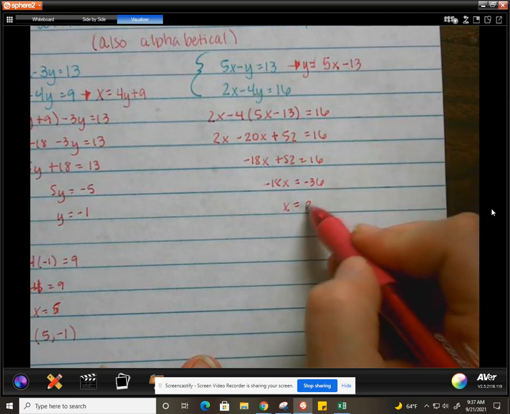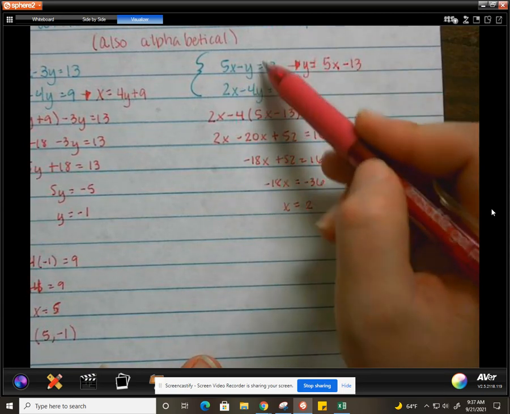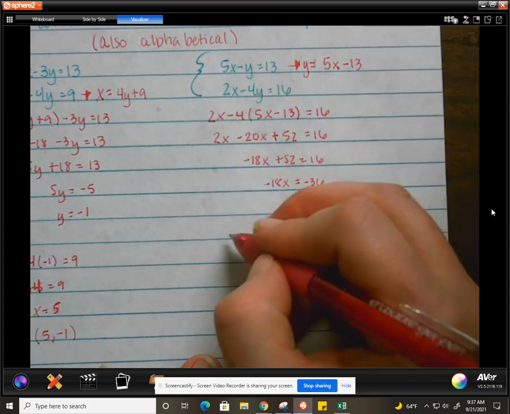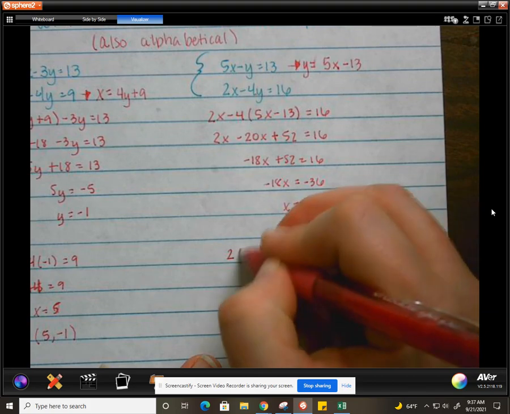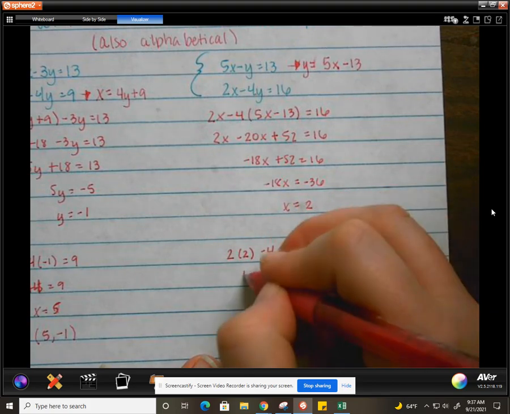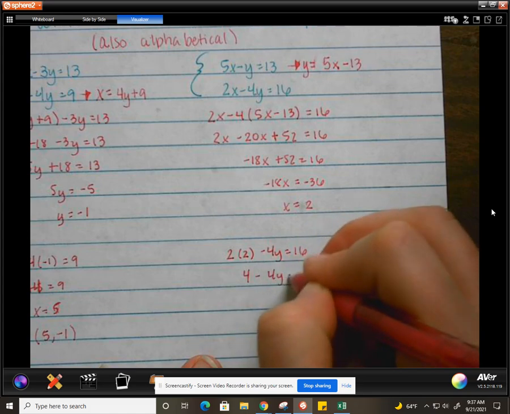Now I take this and I plug it back into one of my original equations. It does not matter which one. I'm going to go with the bottom one. We're going to do 2 times 2 minus 4y equals 16. This gives me 4 minus 4y equals 16.